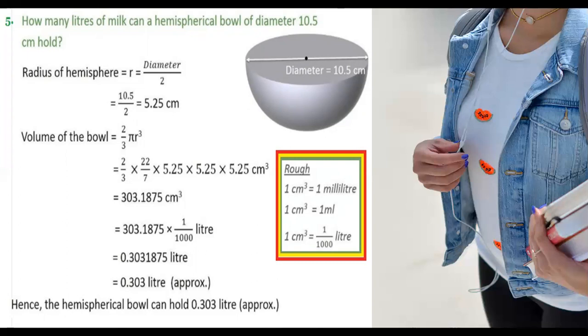So volume of bowl is 2 by 3 pi r cube. Now substituting pi as 22 by 7 and r as 5.25 centimeters, we get 303.1875 centimeter cube. Now we need to convert this centimeter cube into liters. As we know that 1000 centimeter cube is equal to 1 liter, so 1 centimeter cube is equal to 1 by 1000 liters. From this we get volume of the bowl as 0.303 liters approximately.